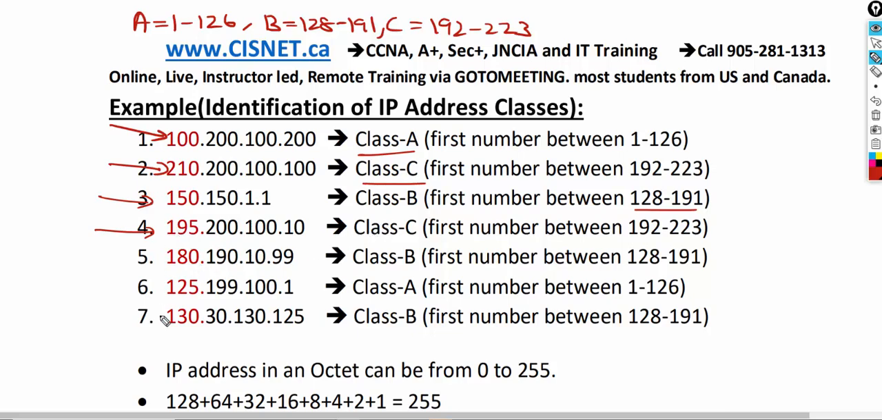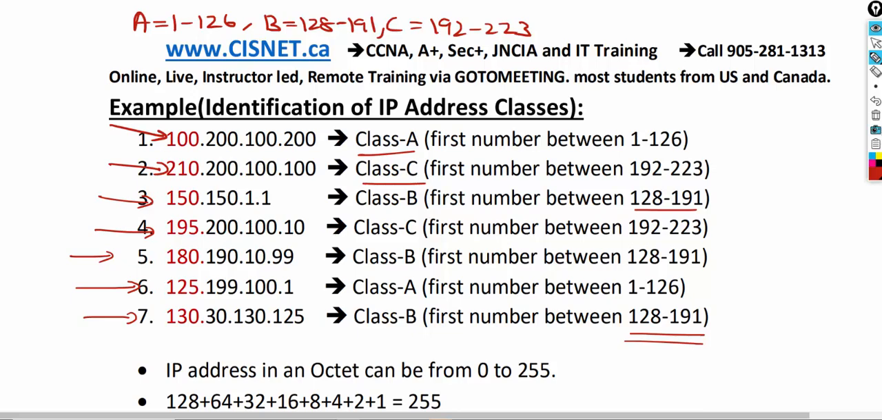So guys, good chart. I'm not going to go through everything, but I'll go through the last one. 130 is between 128 and 191, so it's a class B. But 125 is between 1 and 126, so it's class A. 180 is between 128 and 191, so it's class B. So by looking at the first number, you should be able to figure out.